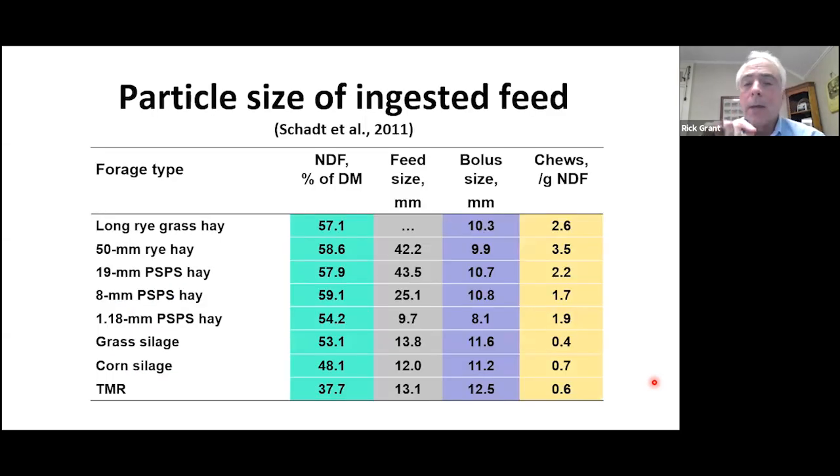So what's going on? At this point, probably people in the audience have heard some of the story. This particular slide has gotten a lot of work, but it's great data. This is an Italian group, and they've looked at the effect across different types of forages, different types of grass, hays, ryegrass, grass silage, corn silage, TMR, varying widely in particle size. How does the size of the particle in the bunk compare to the swallowed bolus?